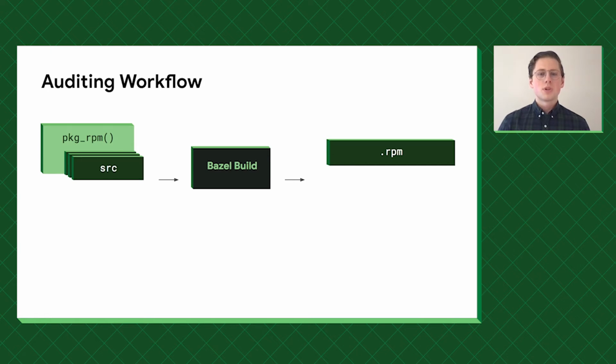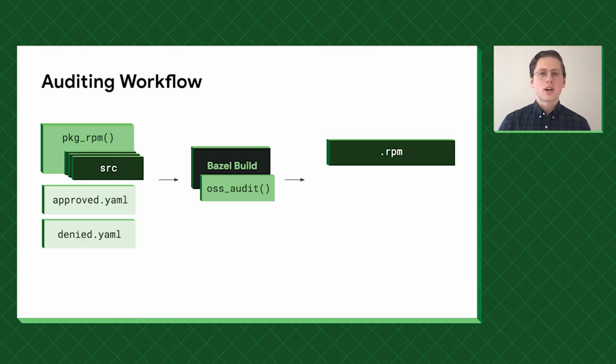We start with the Bazel build that just produces an RPM package with the project source files using package RPM as seen here. The OSS audit rule consumes a Bazel aspect that analyzes the dependency graph of a build and collects information about each package. Additionally, it consumes a list of previously approved and denied OSS packages, usually determined by a legal or security team, to validate the build dependencies are approved for use.